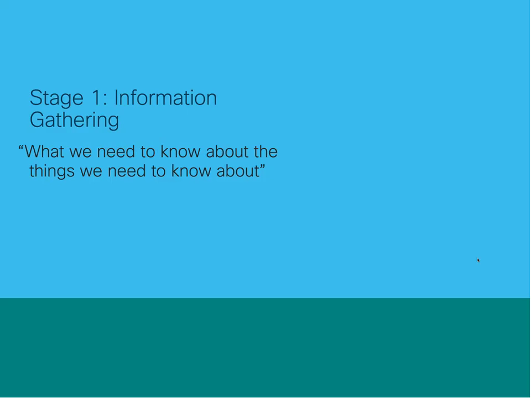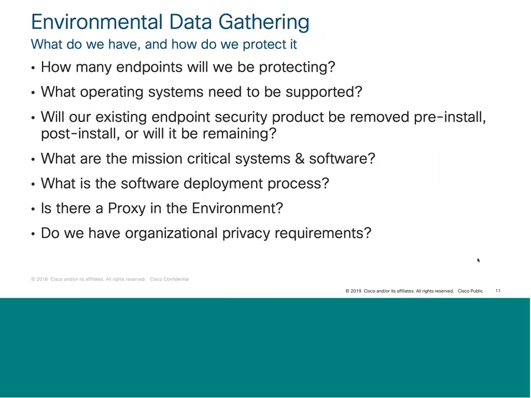So stage 1 is all about information gathering. Things that we know already exist in the field that we need to bring together and have documented somewhere so that we can incorporate it into the product as we move forward. So environmental data gathering, that's what this whole process is about. What endpoints do I have? What operating systems are they running? How many of them do I have? Where are they physically located? Are their operating systems supported, and do they need to be supported? Maybe we have some one-off operating systems that aren't covered by our existing security product, and they're not expected to be covered by our new security product.